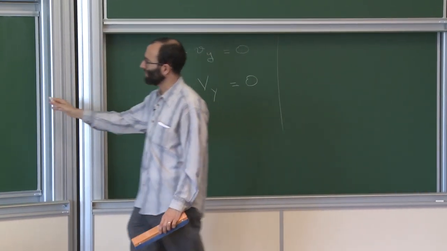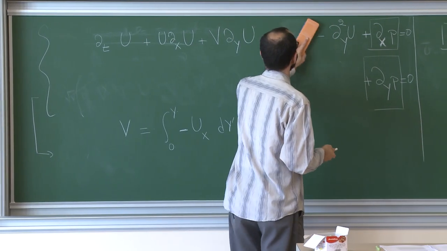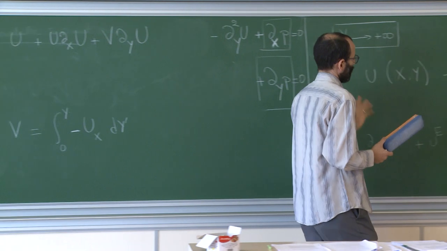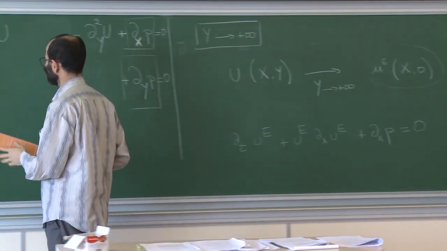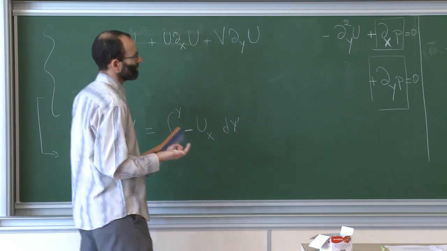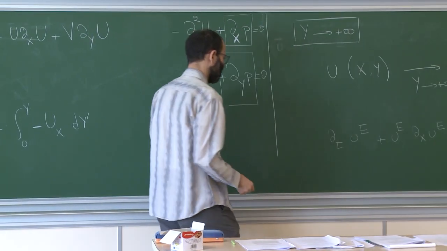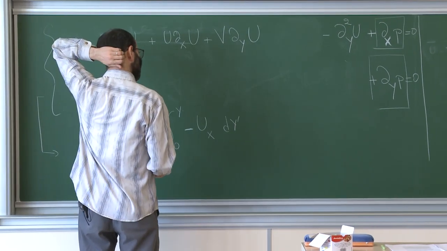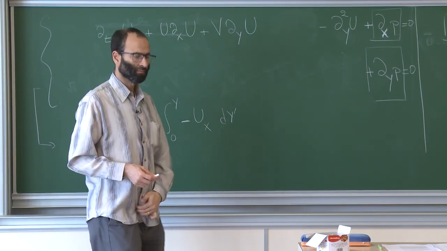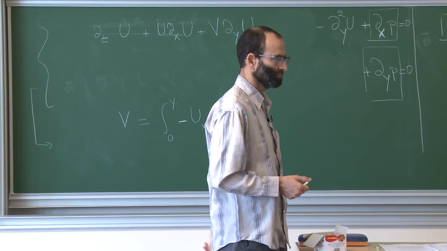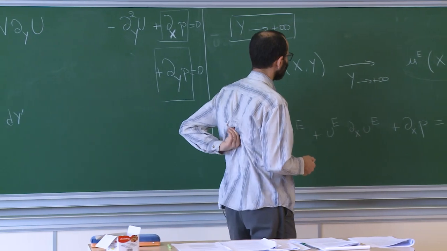Usually when we look at Prandtl, we even simplify more, because most of the time we take this to be a constant, or just dependent on x. Usually we try to drop this time dependence here. So this is the equation then. If you take U^E constant, then at the end the pressure is also constant.